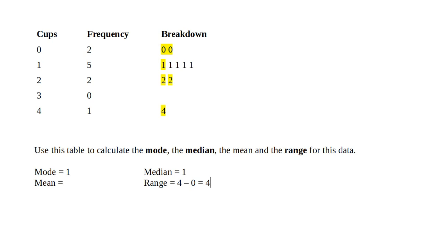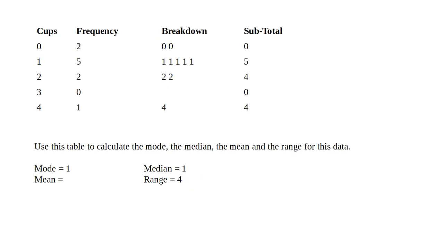So once we break down what the table means, it becomes easier to see how to find the mode, the median, and the range. Now, the mean is a little bit trickier, and I'm going to show you how we do that.